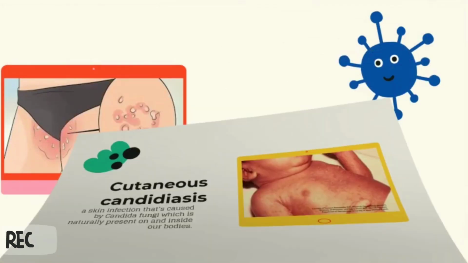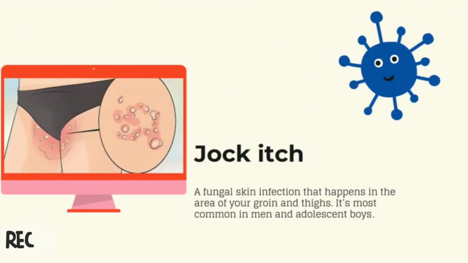Okay, next is jock itch. Jock itch is a fungal skin infection that happens in the area of your groin and thighs. It's most common in men and adolescent boys. The main symptom is an itchy red rash that typically starts in the groin area or around the upper inner thighs. The rash may get worse after exercise or other physical activity and can spread to the buttocks and abdomen. The affected skin may also appear scaly, flaky, or cracked. The outer border of the rash can be slightly raised and darker.